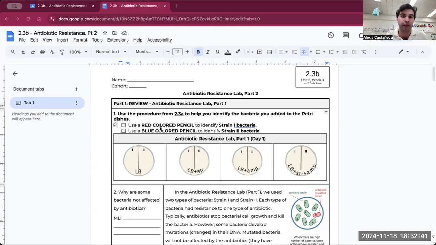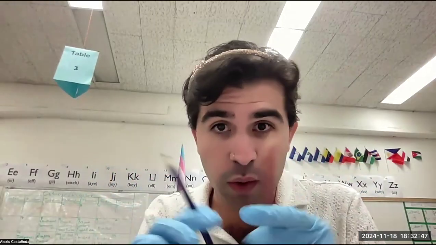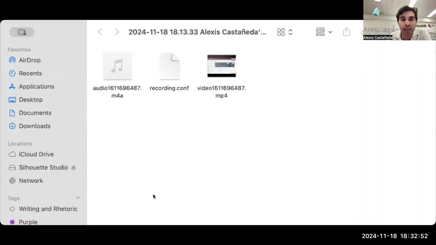So we have red for strain 1 and blue for strain 2. You're going to color in on your paper. I'm going to do mine on the computer so that you can see it. But let's go ahead and check it out. That's not what I wanted to show, but let's go here.